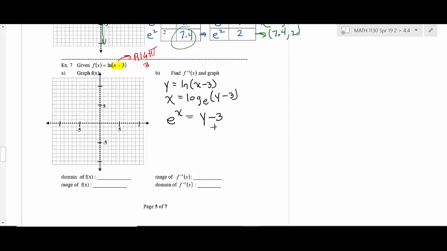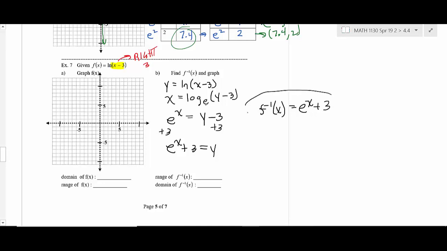So you got to rearrange your log into exponential form. Then you can add 3 to both sides. You can do that in your head. So you get e to the x plus 3 is equal to y. That means f inverse of x would be e to the x plus 3. Now that's an e to the x. What does the plus 3 do? It shifts the whole thing up 3. So that's what happens.